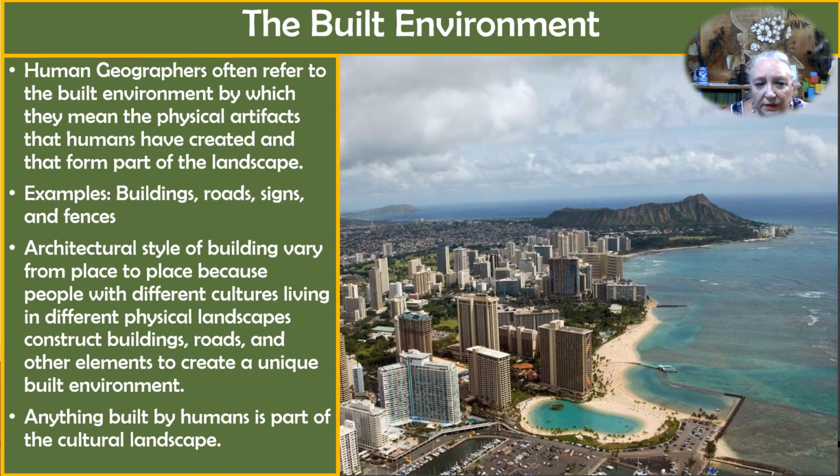Just what it sounds like. Human geographers refer to the built environment, and what they mean are the physical artifacts, the things that humans have created and put on the land. The built environment is anything that's been built by human beings: buildings, roads, signs, fences. So therefore, in human geography, we're going to be looking at the different architectural styles of buildings that vary from place to place because different cultures build in different ways, and they create this unique built environment. So anything that's built by humans is part of the cultural landscape.